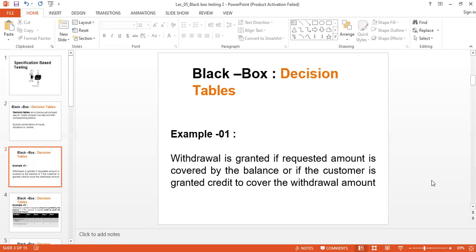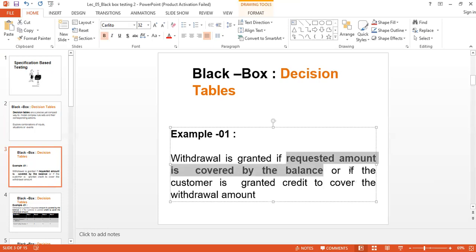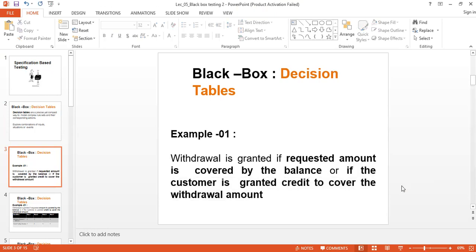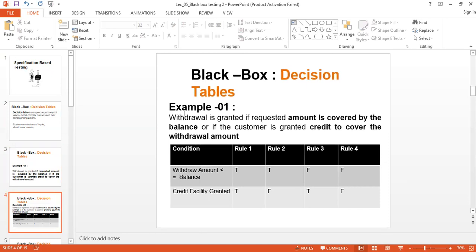Right? So that is the second case. So based on these 2 cases, we can develop a very simple decision table. So this is my case, right? Withdrawal is granted if the requested amount is covered by the balance, or if the customer is granted credit to cover the withdrawal amount, right?